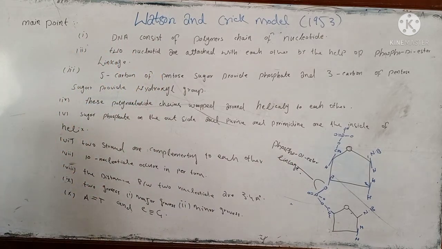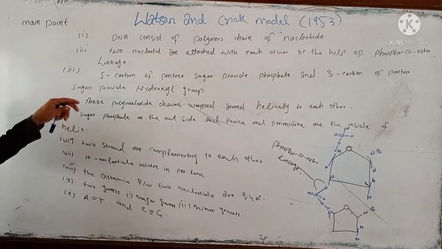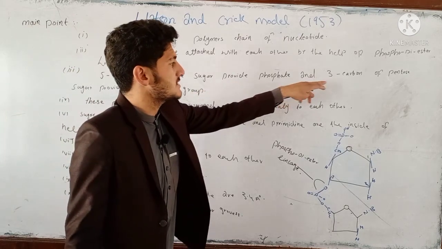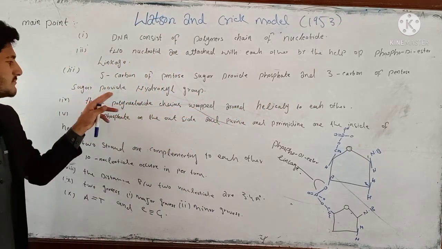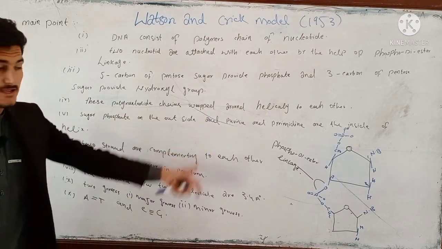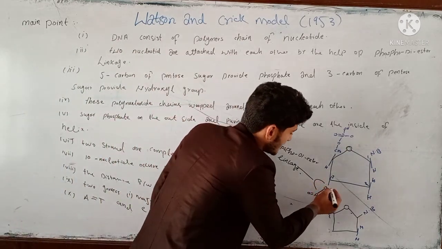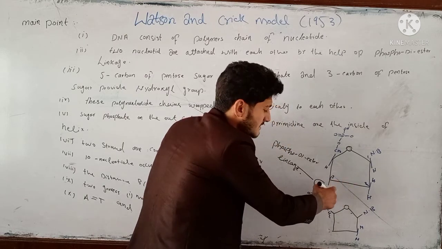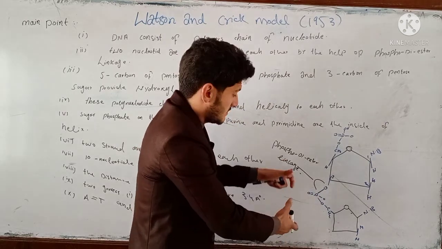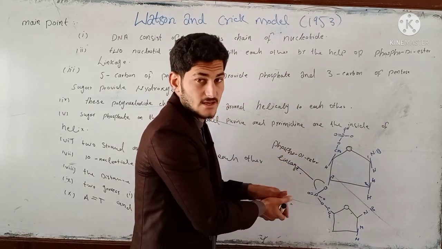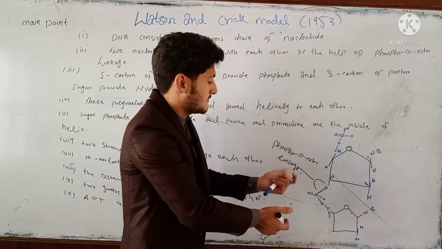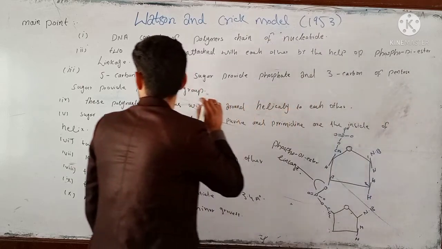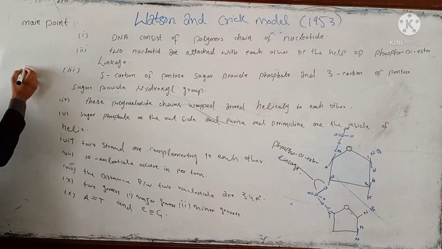Now coming to the third main point of the Watson and Crick model. The 5 carbon of the pentose sugar provides the phosphate, and the 3 carbon of the pentose sugar provides the hydroxyl group for this linkage. Now I draw the structure of the phosphodiester linkage, which these two nucleotides make. Here I draw the structure of one nucleotide.